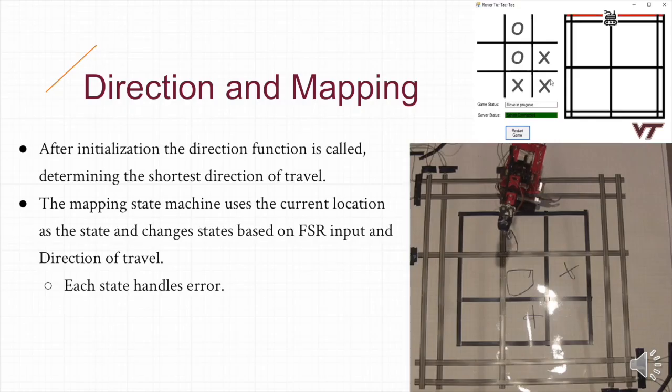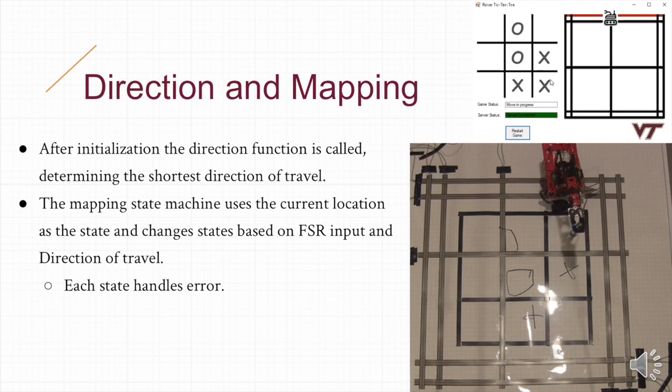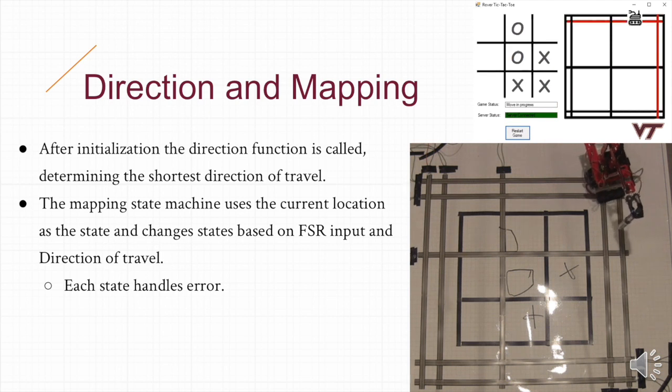Once the gameplay GUI updates the database with a move, the navigation algorithm kicks in. There are three parts to this algorithm: the direction determining function, the mapping state machine, and the command function. Upon startup, the rover must be placed in the bottom left corner facing towards the right to meet initialization criteria. From here, the mapping state machine is called.